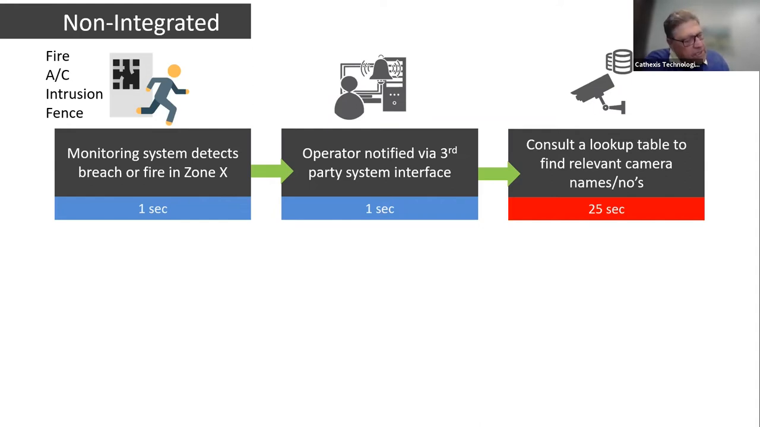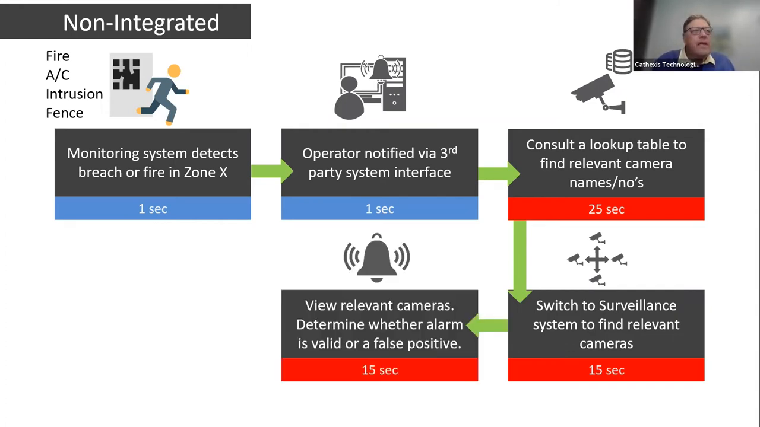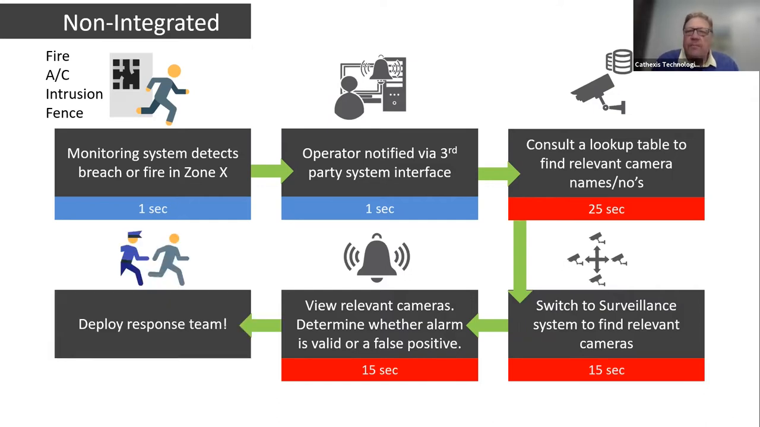Then he has to look and see, okay, well, zone number 56, I need to look at cameras 102, 250, and number 5. He's then got to switch to the surveillance system to find the relevant cameras. And now he's got to go and look at those cameras and see, is this a false alarm or is it a false positive?